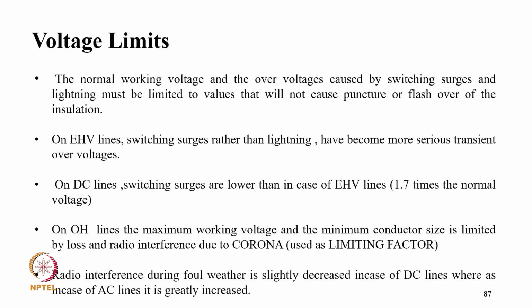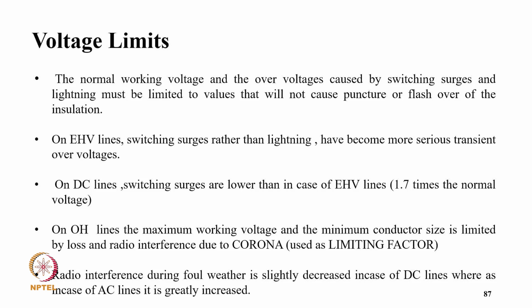Now coming to voltage limit: the normal working voltage and the overvoltage caused by switching surges and lightning must be limited to a value that will not cause puncture or flashover of the insulation. On extra high voltage lines, switching surges rather than lightning have become the more serious overvoltage. On a DC line, switching surges are lower than on an extra high voltage AC line, about 1.7 times normal voltage.